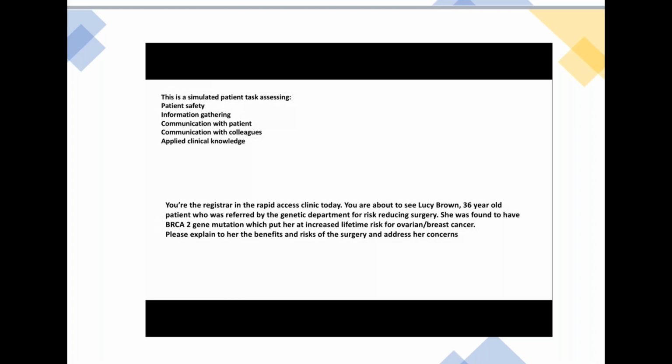We need to do a DEXA scan to assess her bone density. So if the bone density is fine, there is no need for the HRT. But if she has very low bone density, we may consider a very minimal dose of HRT after confirmation from the MDT team, and she may need to repeat the DEXA scan frequently, even if she has a normal bone density, until she reaches 50.